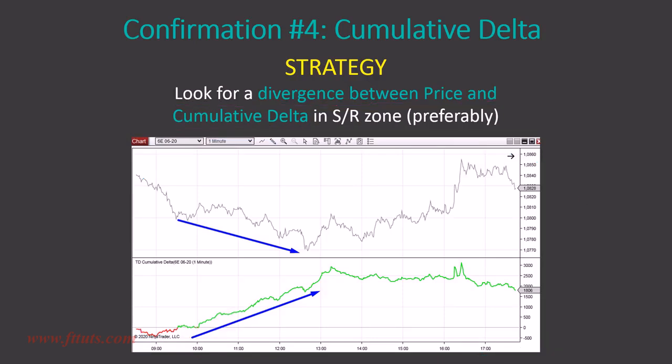What divergence is, basically, is this. The price goes one way, like in here, the price goes downwards, but cumulative delta rises. This means that price is going downwards, but there are more and more aggressive buyers entering the market. So buyers are entering their long positions, but the price still continues going downwards.